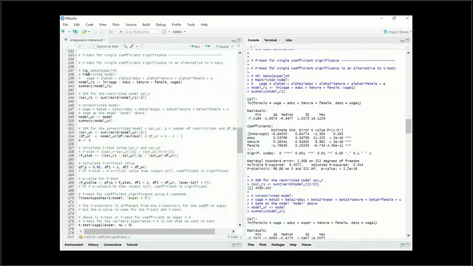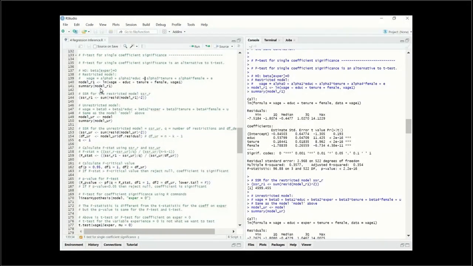Here the null hypothesis would be that the beta for experience would be equal to 0. So if we're looking at the restricted model, if we are restricting that coefficient on experience to be equal to 0, this would be the model here. And as you notice, now we have education, tenure, and female as independent variables, but we don't have experience. Now, this is the unrestricted model. And if you see here, this experience variable is included here because it's the unrestricted model. But if we restrict this beta 2 coefficient to be equal to 0, then that's why we're not including this term in the restricted model.